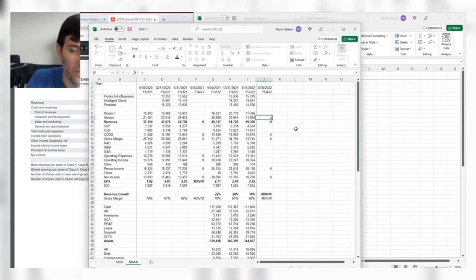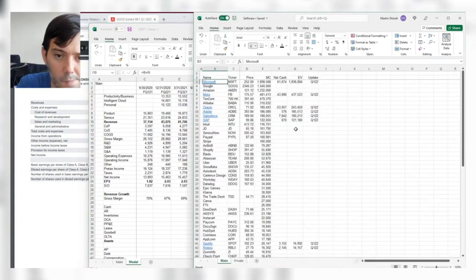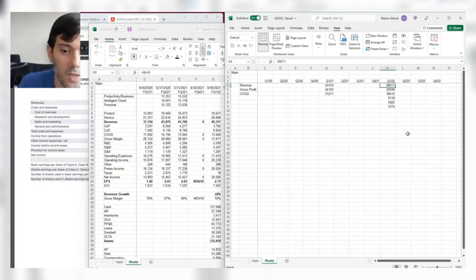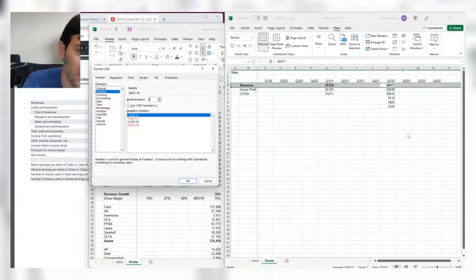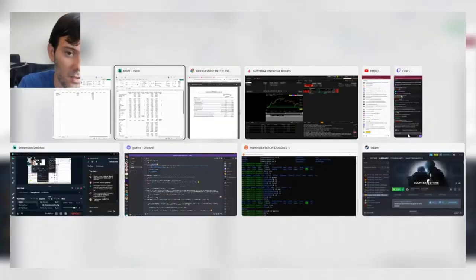You can see revenue for Microsoft last quarter was 49 billion, right? For Google, it was 68 billion. So technically, Google sells more product than Microsoft on a quarterly basis. Isn't that crazy?